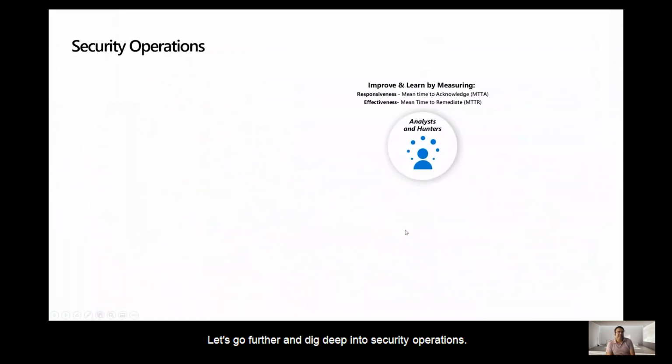Let's go further and dig deep into security operations. Security operations is a very human intensive job. Security analysts are human and people are operating the SOC. Attackers are also human and they are launching attacks. They are determined, they have a different set of motivations. From a security operations perspective, the things which matter are mean time to acknowledge and to respond to an attack, or MTTR, which is the time it takes to remediate a particular situation and get the adversary out. Those are some of the core things which matter at this layer.